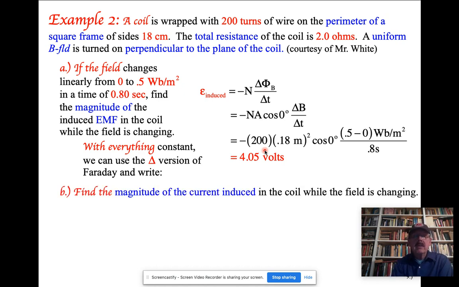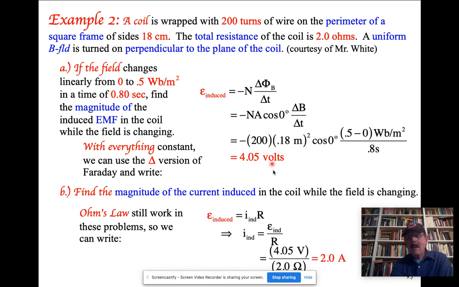An extension of this would be to ask what the current was. The thing that's important here is you need to understand that in these problems, Ohm's law still works. So in this case, the quote-unquote voltage is the EMF. So the EMF is going to equal IR. I is going to equal the EMF over R. You do the math.